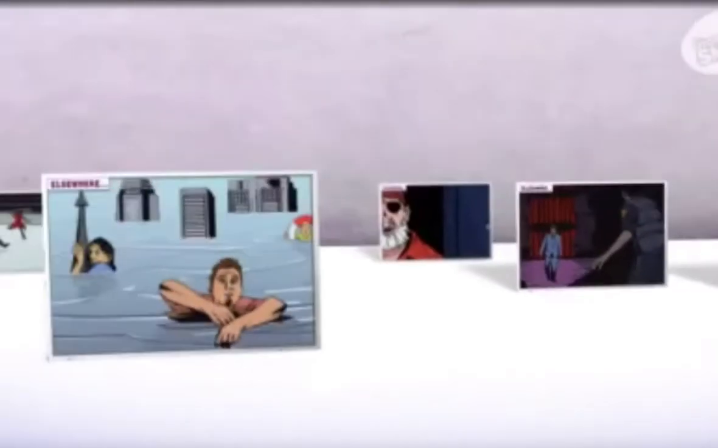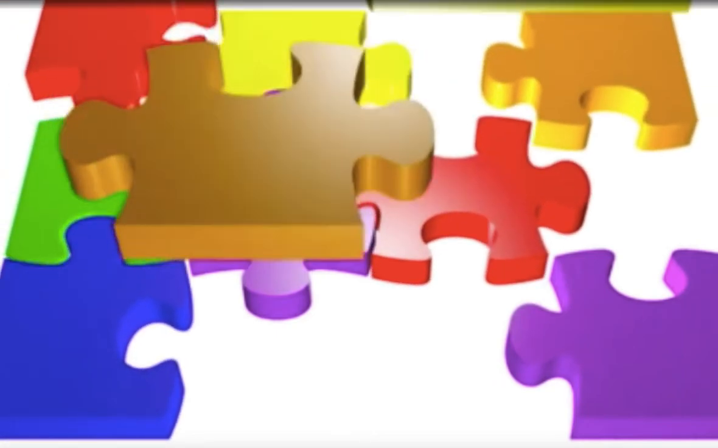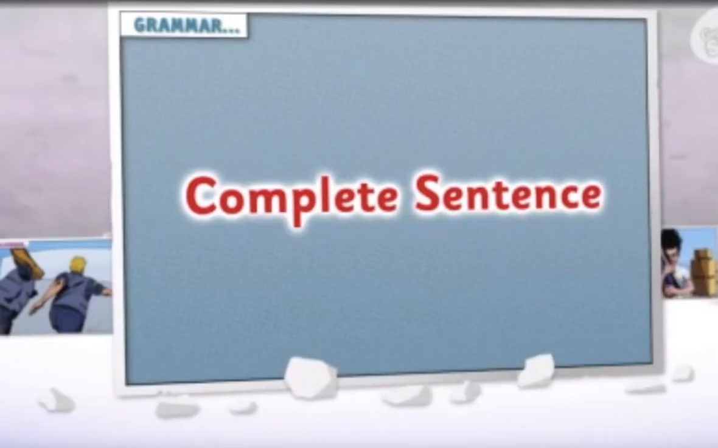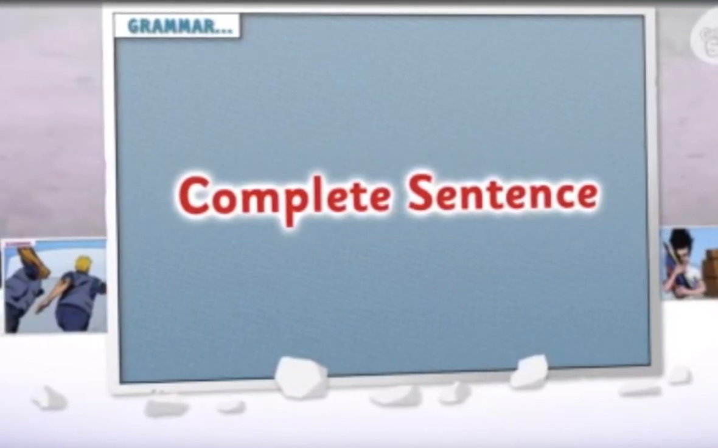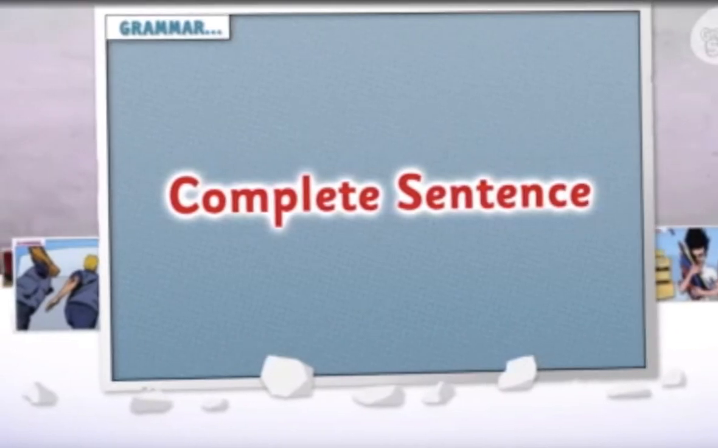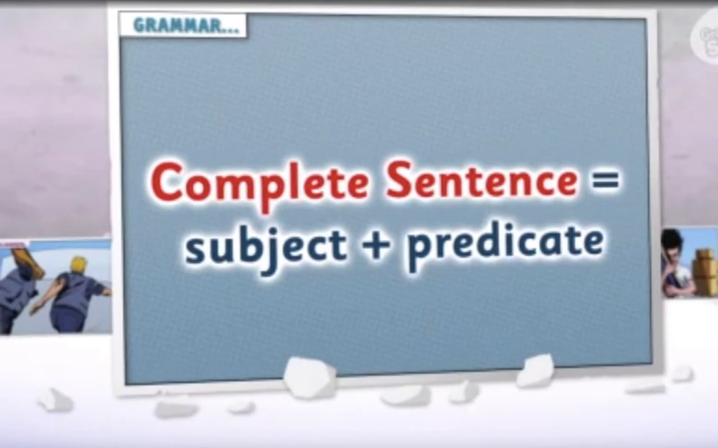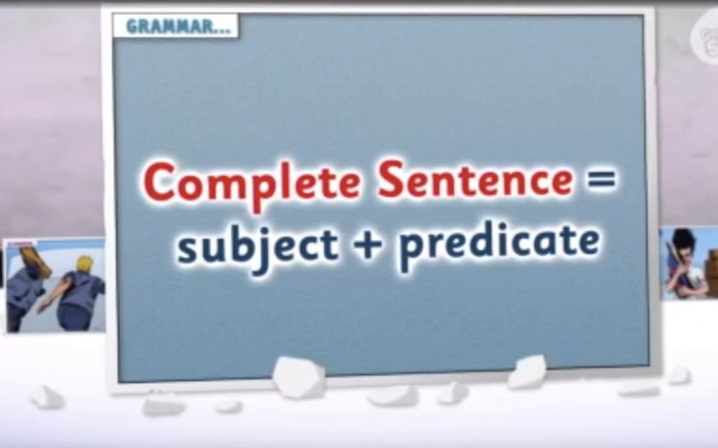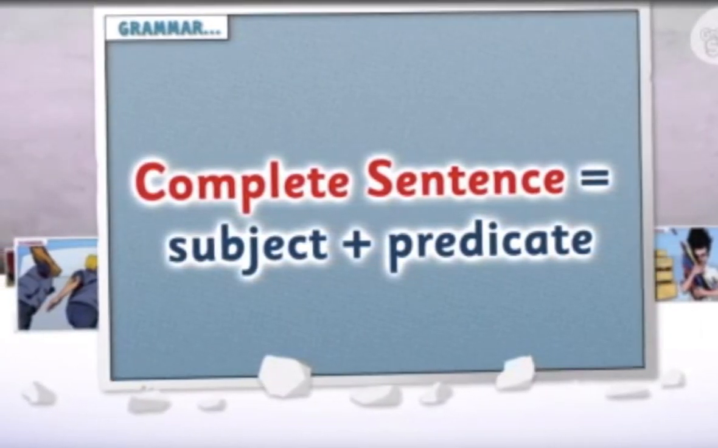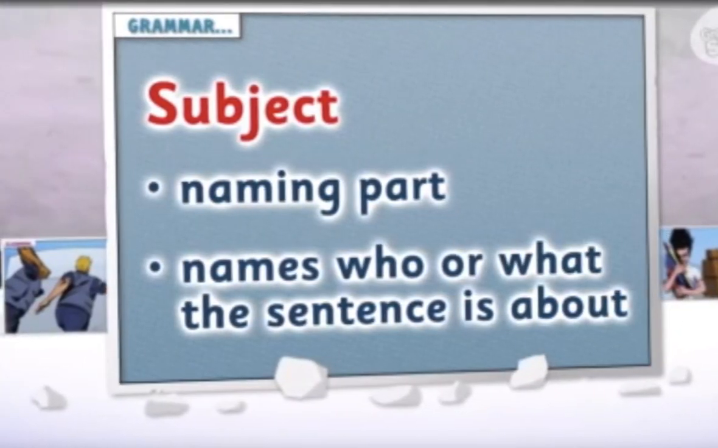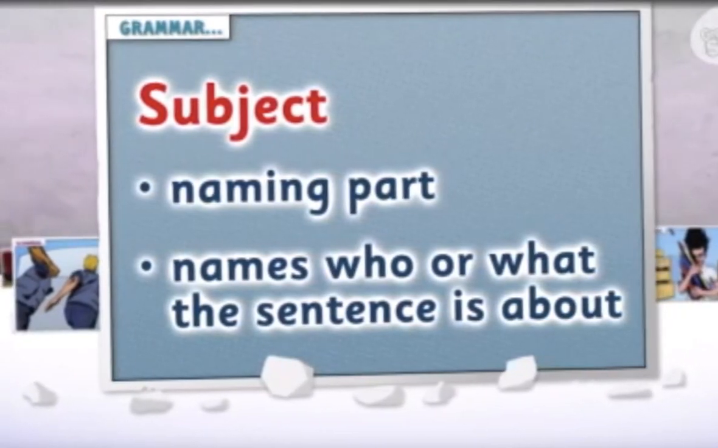Grammar Snap. Complete is a word that means all. When something is complete, it isn't missing anything. A complete sentence is a sentence that isn't missing anything. It tells the whole thought. It has two parts, a subject and a predicate. Let's look at a complete sentence. The subject of a sentence is the naming part. It names who or what the sentence is about.